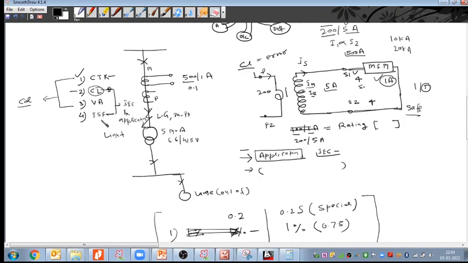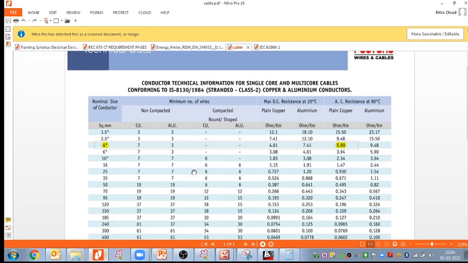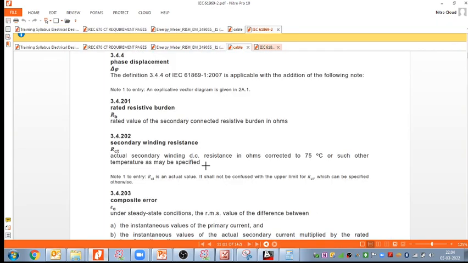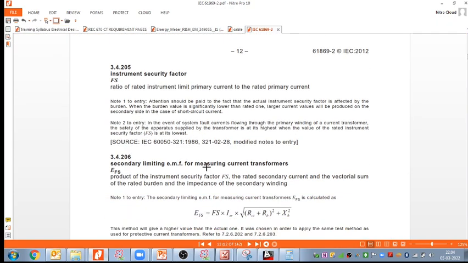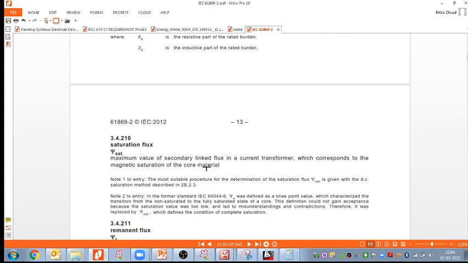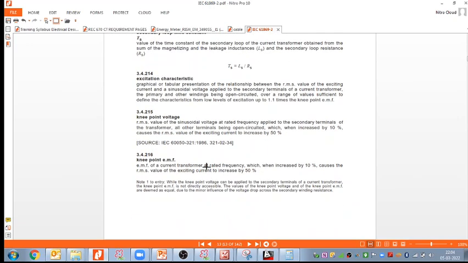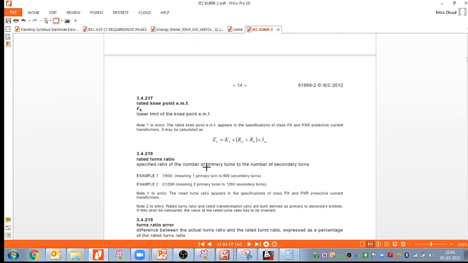The instrument security factor, or we can say the instrument safety factor in layman language, has significance at the event of the fault. As per the IEC, let us go to the IEC. All the discussions we will go with the IEC only. All my statements come majorly from the IEC standards.